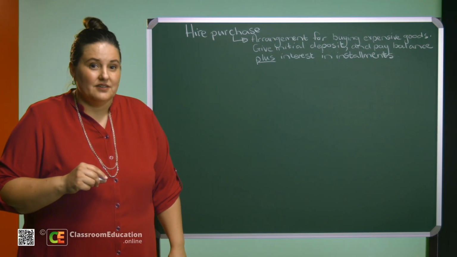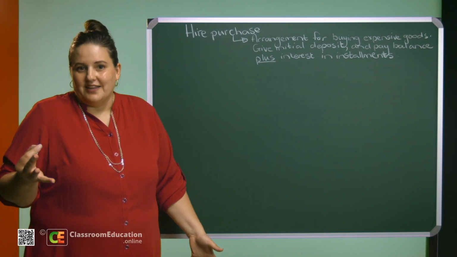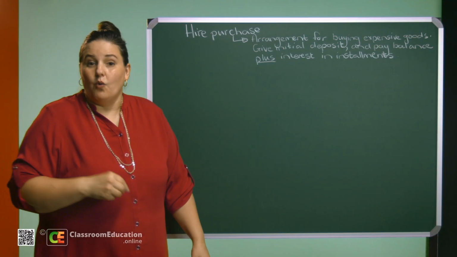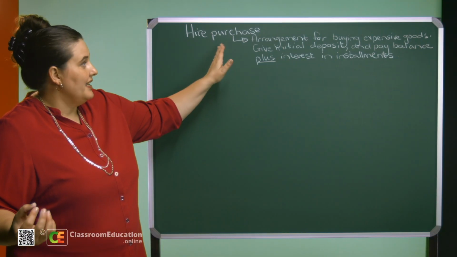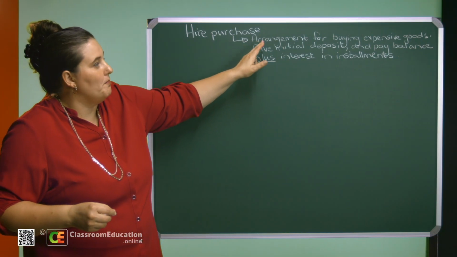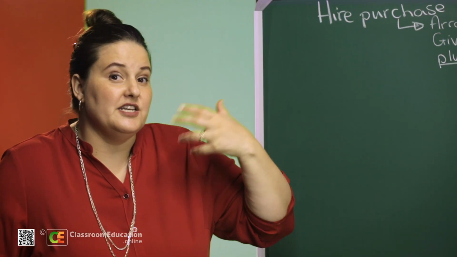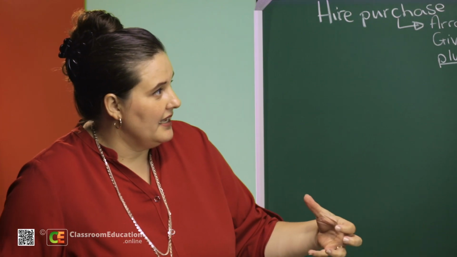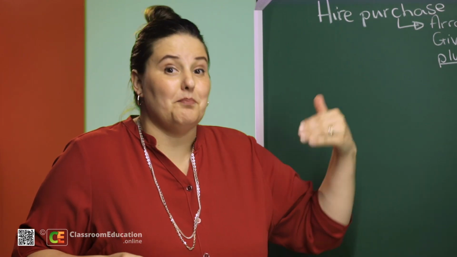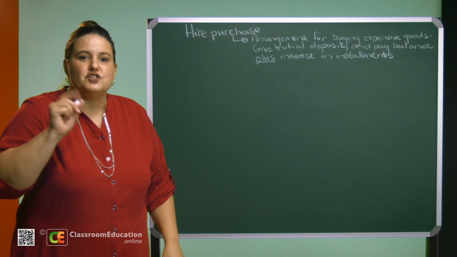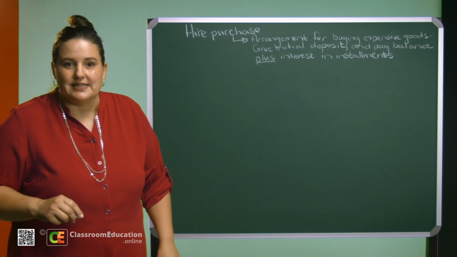Let's say you want to buy a car worth 500,000 Rand. You don't have enough money, so you will make use of hire purchase. What is hire purchase? It's an arrangement for buying expensive goods, and you need to initially give a deposit and then pay the balance plus the interest in installments.